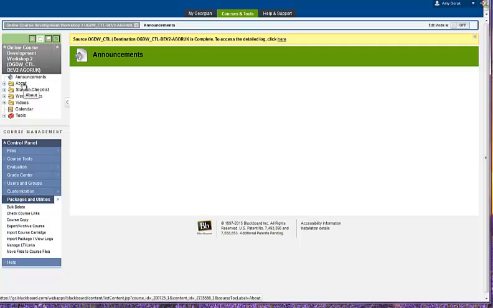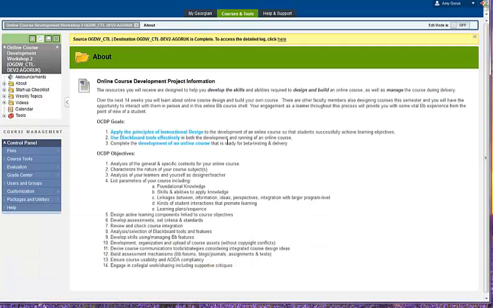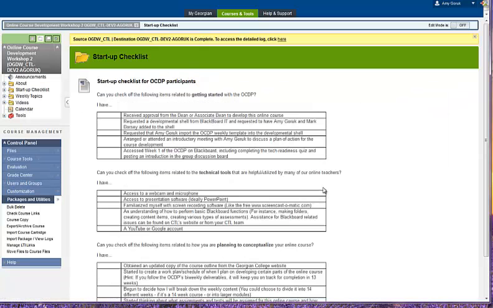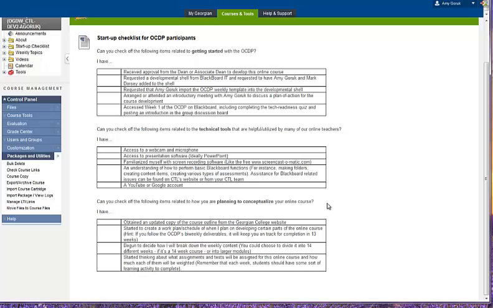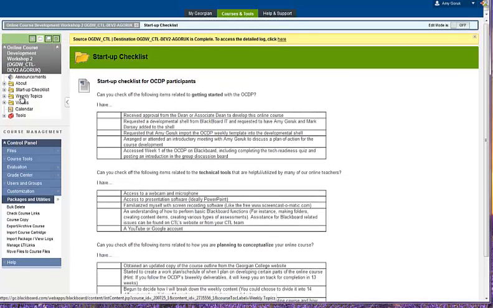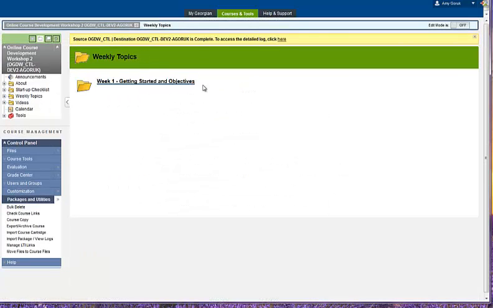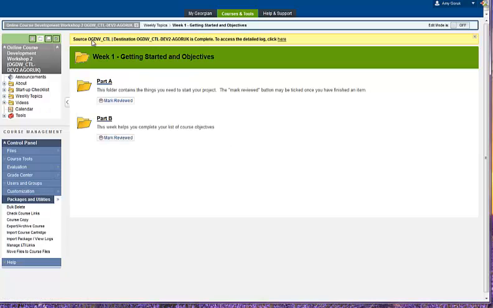The areas for you to take a look at this week are the About section, which has more information on the actual OCDP. The startup checklist is important. That's getting you ready to get started. We'll talk about all these things, but just as a primer, I would suggest you go through that. But the main bulk of the work is under weekly topics, and we are going to be going into week 1, and it's separated into part A and part B. I'd ask that you just stay in part A as of right now. We're still working on part B specifically for your group.